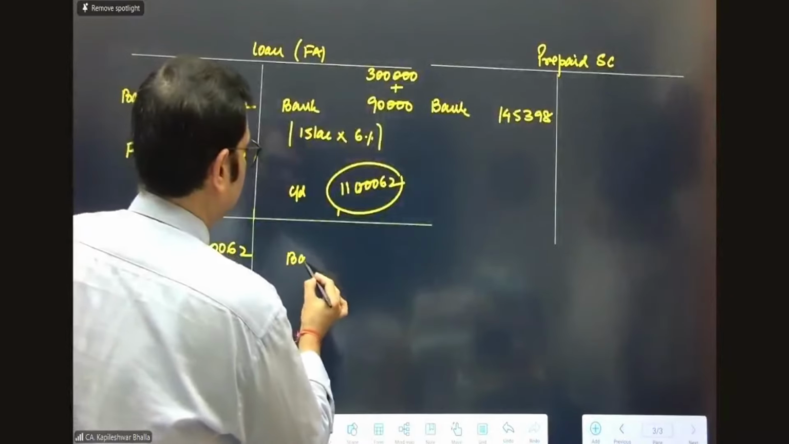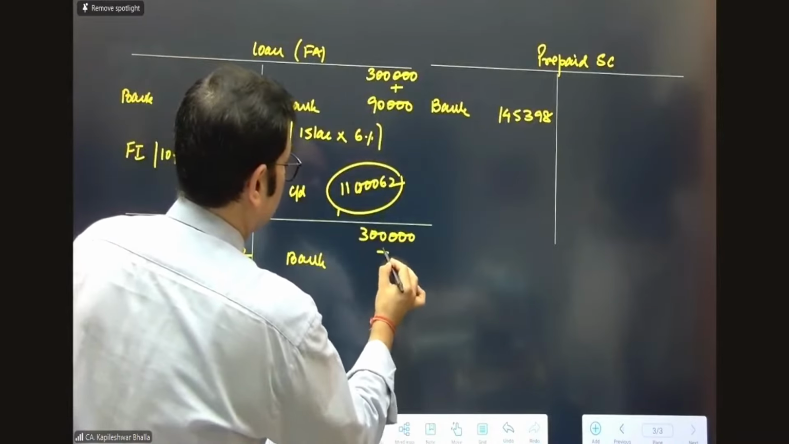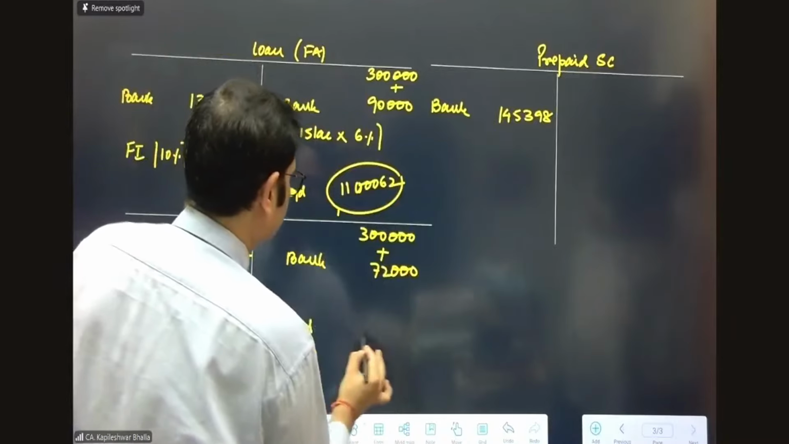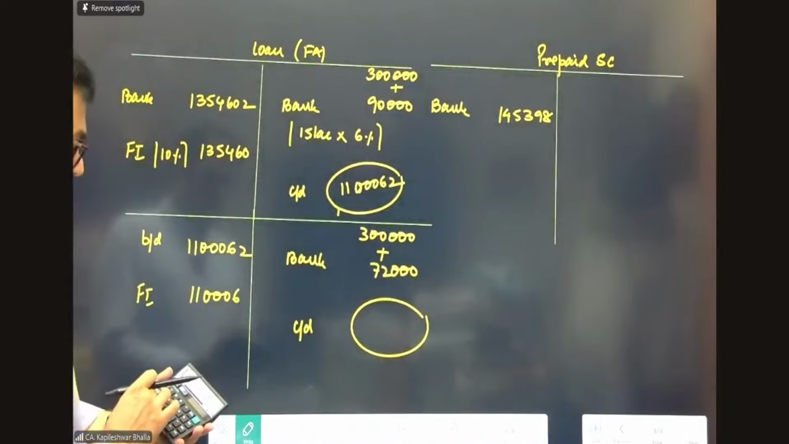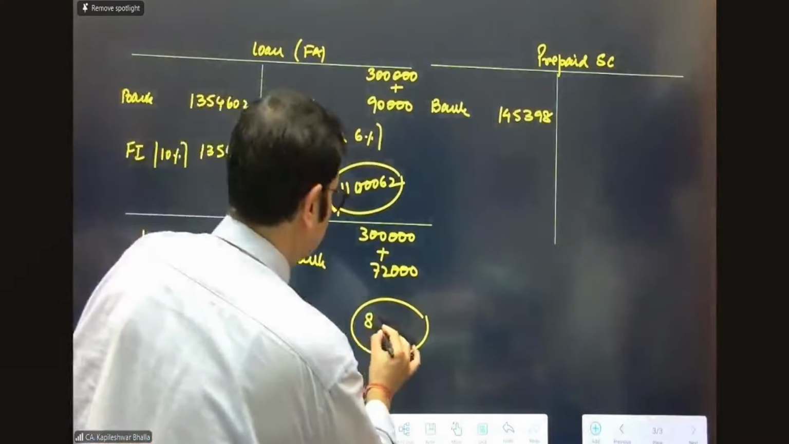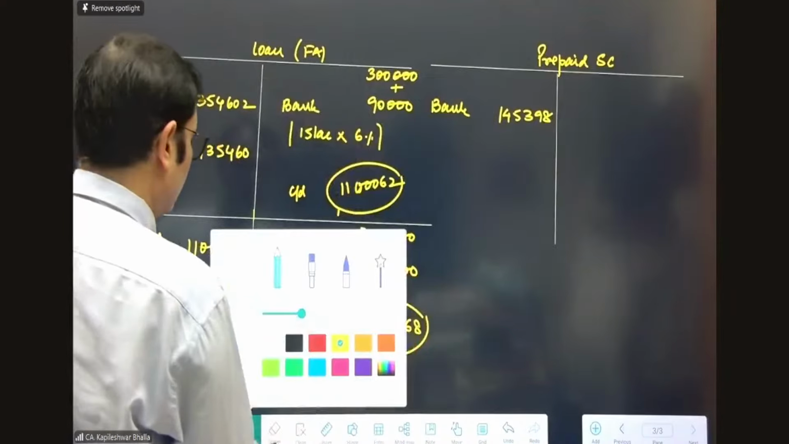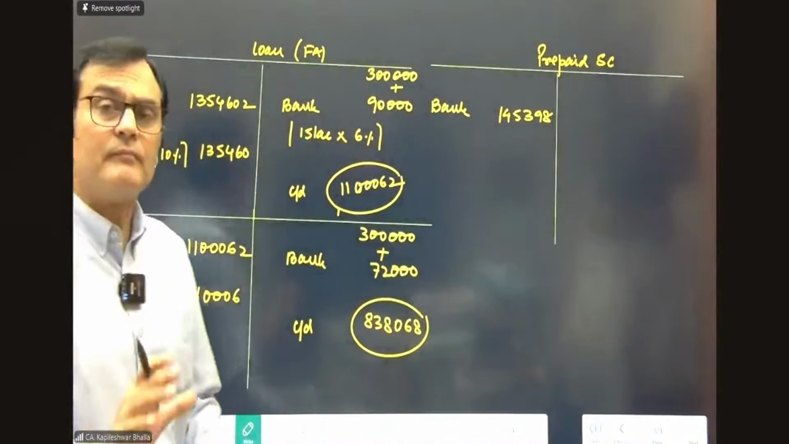And then we get the collections. The principal amount is 3 lakh, and the interest, if I rightly remember, is 72. And we get the balance CD as a balancing figure. So 11,000,62 plus 11,006 minus 372. This is 838,068.